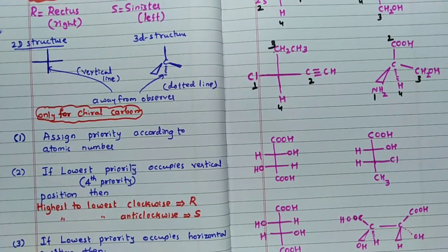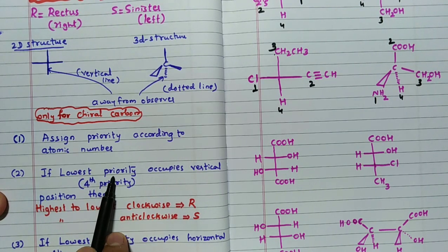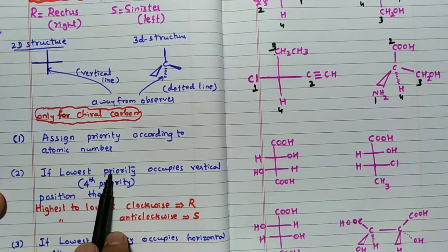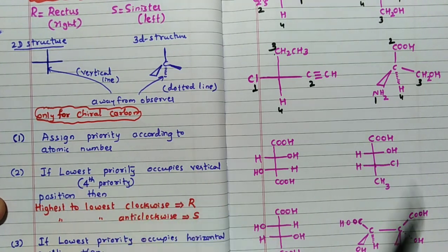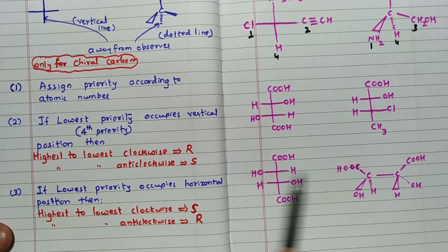Fine. Now, after assigning the priority according to atomic number, remember, lowest priority means not the first one, first is highest. Remember, lowest priority is fourth priority. If the lowest priority occupies the vertical position, then highest to lowest clockwise is R, anti-clockwise is S. Very important point. If the lowest priority occupies the horizontal position, then highest to lowest priority, if you see clockwise, then it is S. Anti-clockwise, then it is R.